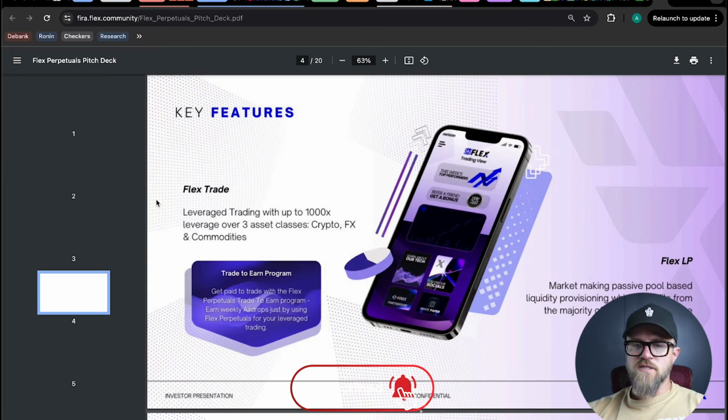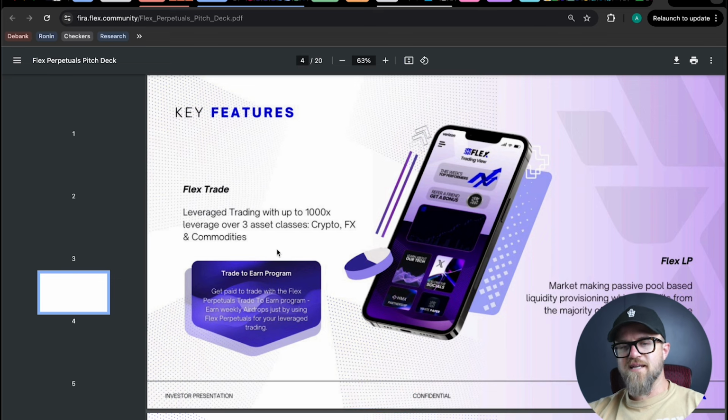So key features here: Flex Trade, leverage trading with up to 1000x leverage over three asset classes: crypto, Forex, and commodities, which is getting more popular, guys. I think this is fantastic. Lots of volume, lots of trading going on in these specific types of trade platforms: crypto, Forex, and commodities.